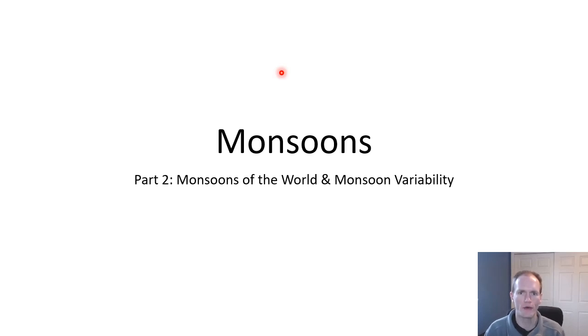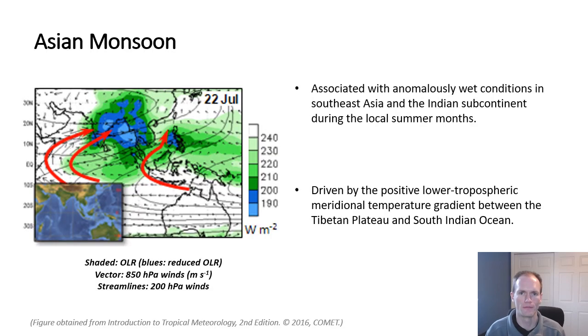In this second video on monsoons, we're going to take a look at the major monsoons of the world, as well as briefly discuss some of the factors that can cause variability within the monsoon. So first we start off with the best known and perhaps most impactful of our monsoons, the Asian or sometimes referred to as the Indian monsoon.